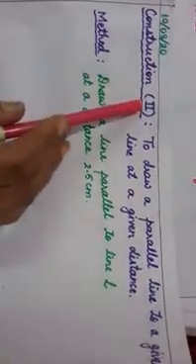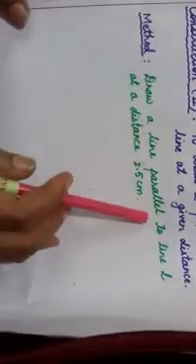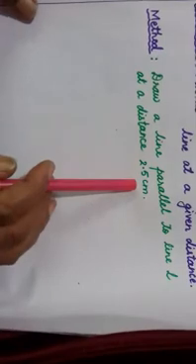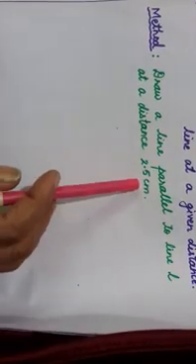And now we are coming towards the next construction, which is construction number 2. How to do this construction? To draw a parallel line to a given line at a given distance. There is one example and one method. Draw a line parallel to line L at a distance of 2.5 centimeters. So how to do this?